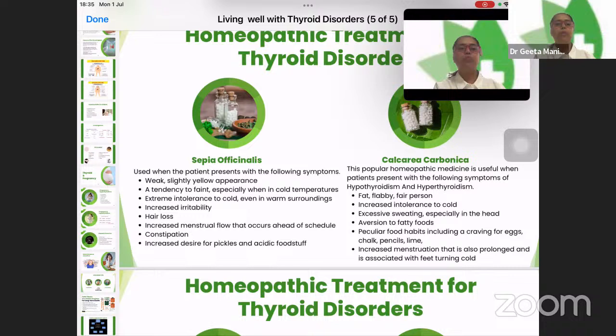Calcarea carb, the most popular homeopathic medicine, is useful when patients present with the following symptoms of hyper or hypothyroidism. The patients usually are fat, flabby, fair persons, and there is intolerance to cold, excessive sweating, especially of the head. It's so typical that the patients will come and complain that I keep my head on the pillow and the pillow becomes wet. So much is the sweating on the head with calcarea carb patients. There is aversion to fatty foods, peculiar food habits, including craving for eggs, chalk, pencils, lime, increased menstruation that is also prolonged and associated with feet turning cold.